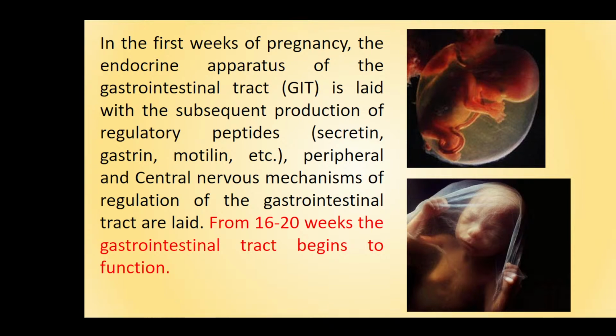In the first weeks of pregnancy, the endocrine apparatus of the gastrointestinal tract is laid with subsequent production of regulatory peptides: secretin, gastrin, motilin, and others. Peripheral and central nervous mechanisms of regulation of the gastrointestinal tract are laid. From 16 to 20 weeks, the gastrointestinal tract begins to function.